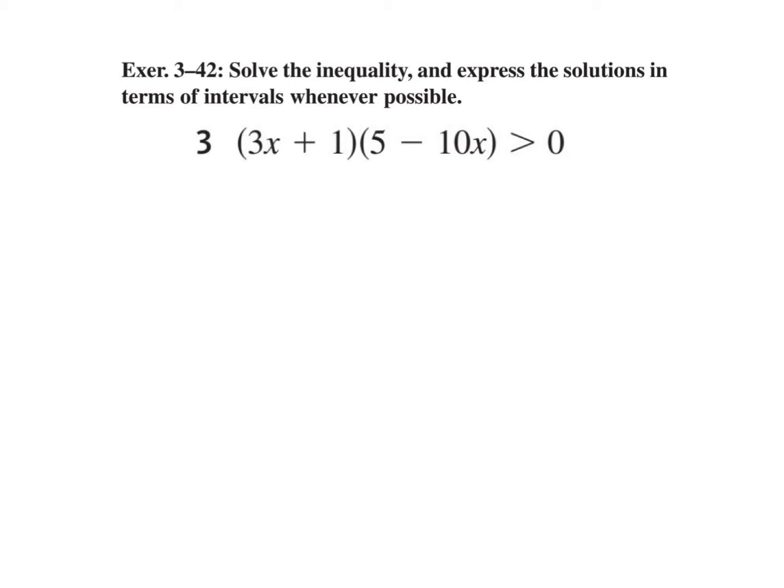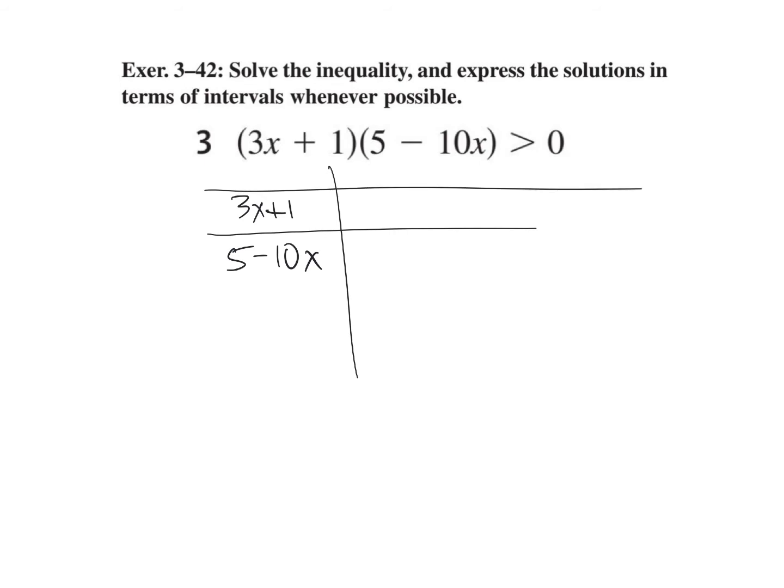Express the solutions in terms of intervals whenever possible. Okay, so now you look at this and say greater than 0. Well, what makes these greater than 0? What makes them equal to 0? So 3x plus 1, and then you have 5 minus 10x. So we're going to make a number chart here. What are the special numbers? You set each of these equal to 0 and solve them. So you subtract 1, divide off the 3. Okay, so you can all solve that. So that's negative 1/3.